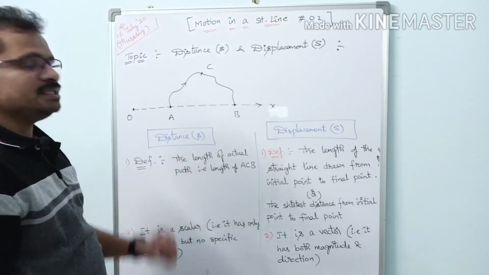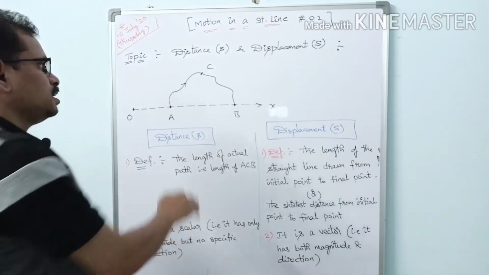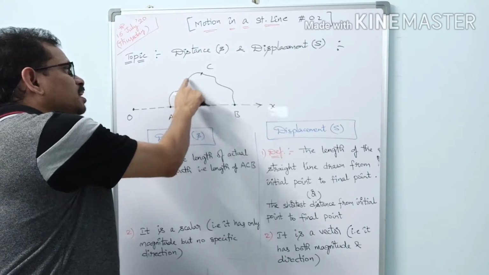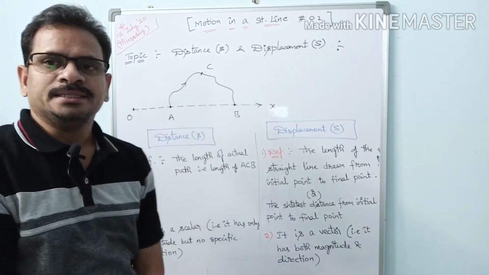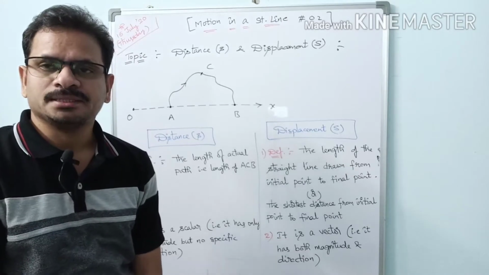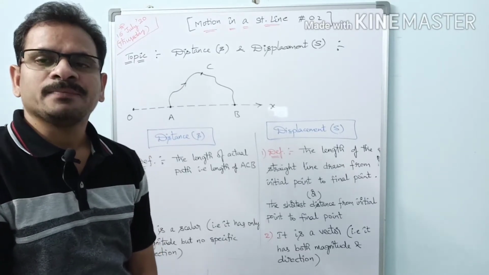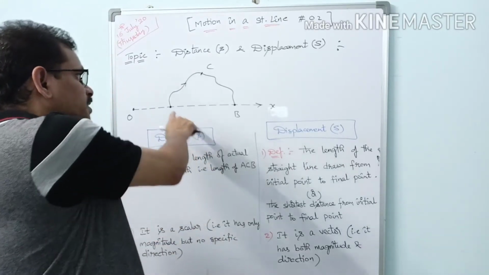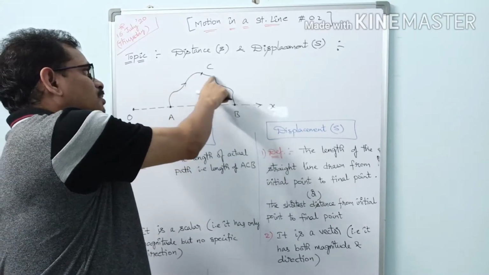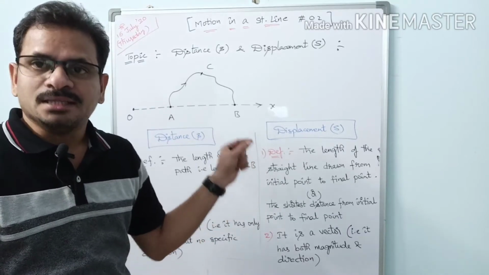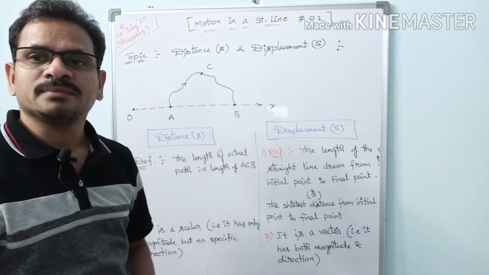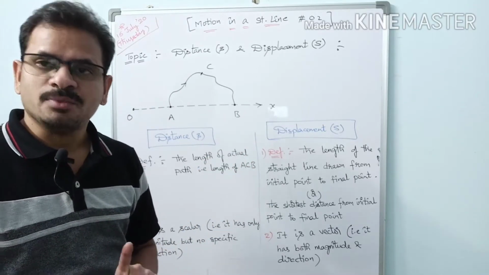So then what is distance in this case? The length of this path is known as distance. What is that path? It is known as the actual path of journey. Because the particle has moved along this path only, it is known as the actual path. The length of the actual path is nothing but the distance traveled by the body.